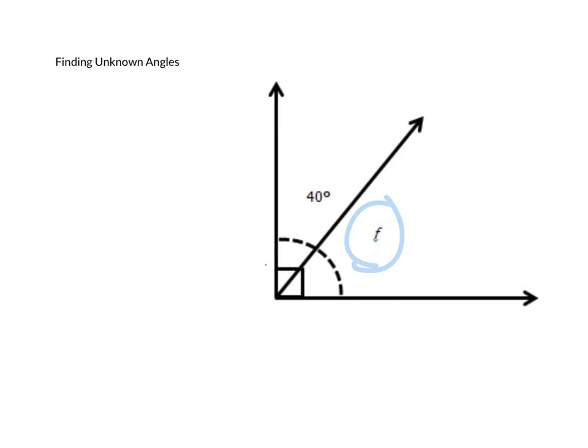We know because of this cute little box here that this angle on the outside is 90 degrees, correct? Because it's a right angle. So we've got that information and we need to figure out what f is, but we are given this angle inside of our right angle of 40 degrees.